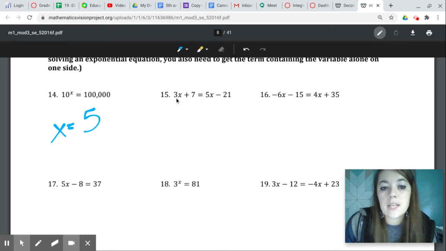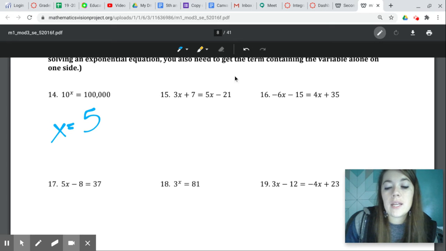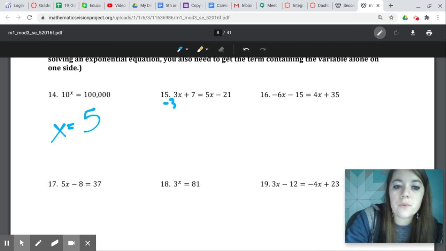For number 15, we have 3x plus 7 equals 5x minus 21. We need to take and move things around. We need the x's all on one side and the constants on the other side. And remember, when we're solving, it's opposite operations. Some of you had a lot of issues with this. So we have a positive 3x. So to get rid of it, we're going to subtract 3x from both sides.